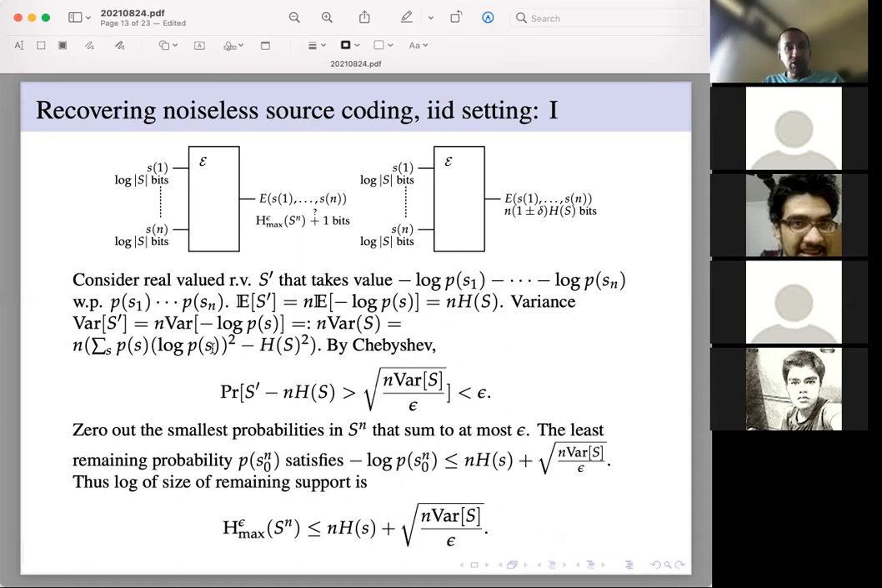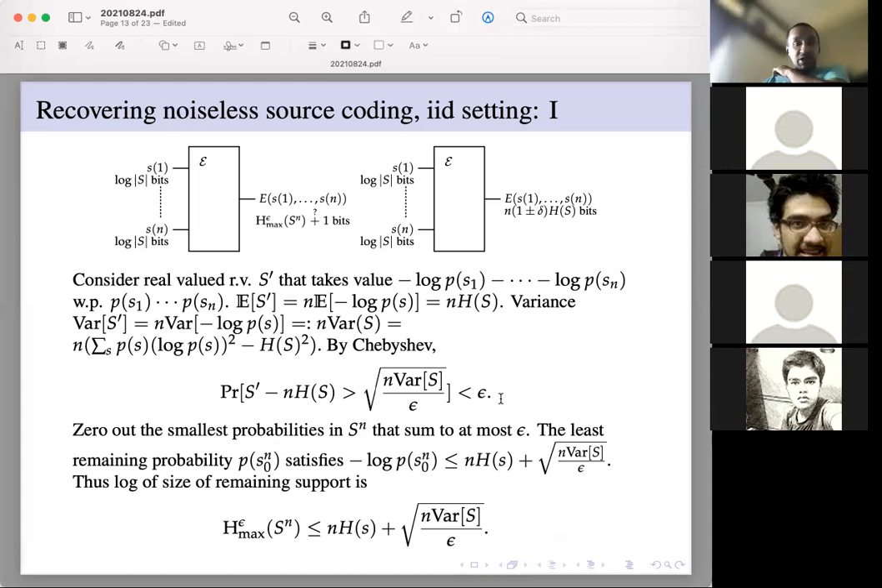Okay, so let's go ahead. Once I have the variance, I can use Chebyshev's inequality to study the concentration of S prime around its mean. Chebyshev tells me that the probability that S prime varies from its mean by more than this quantity is less than epsilon, right?